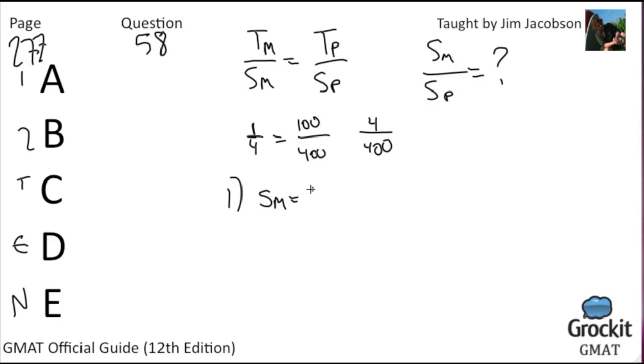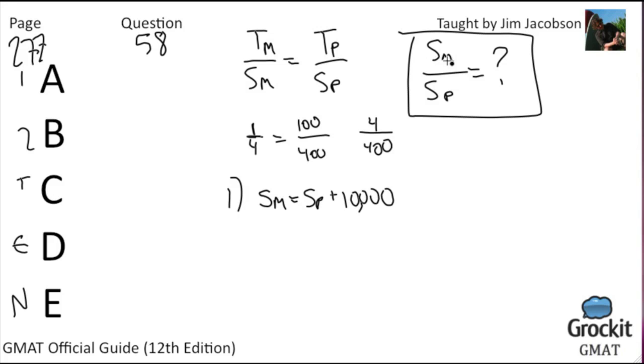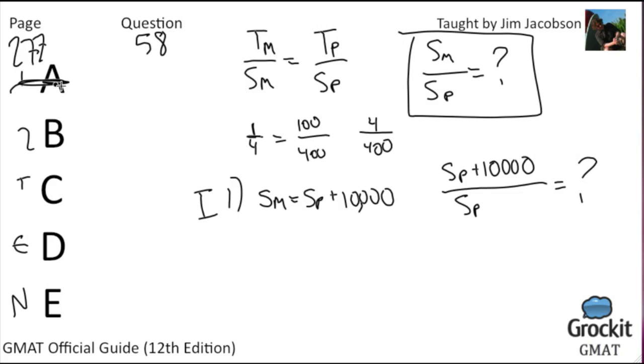That equals school district P plus 10,000, which is good to know, but it doesn't actually give us a basis. To get the ratio that we're after here, we need the real numbers for the students in M and the students in P. We can rewrite what we have as SP plus 10,000 over SP, but without knowing what this number is, it's still a big question mark. So statement 1 is not sufficient. Cross off A, cross off D.